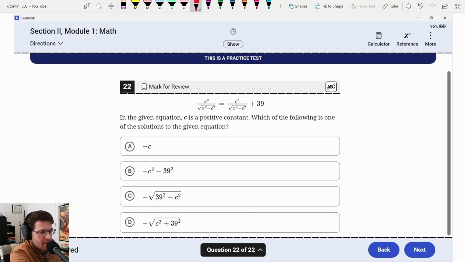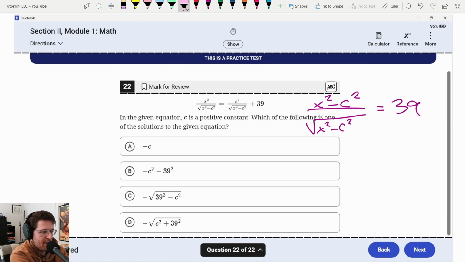Okay, question 22. So I'm actually going to keep the denominator for this one. I think it's a little easier if I just keep the denominators. I'm going to move this guy over to the other side because I noticed they have a common denominator. To do that, I'm going to subtract. So x squared over the root, minus c squared over the root. So they have the same denominator, so I can write x squared minus c squared over root x squared minus c squared equals 39. So I just subtracted this guy over to the other side, and then because they have the same denominator, I combined them. All right.